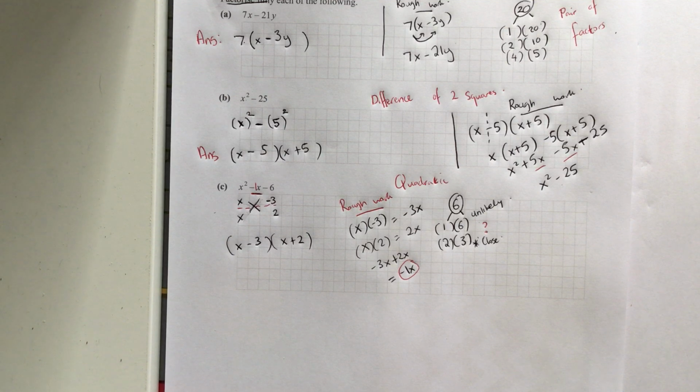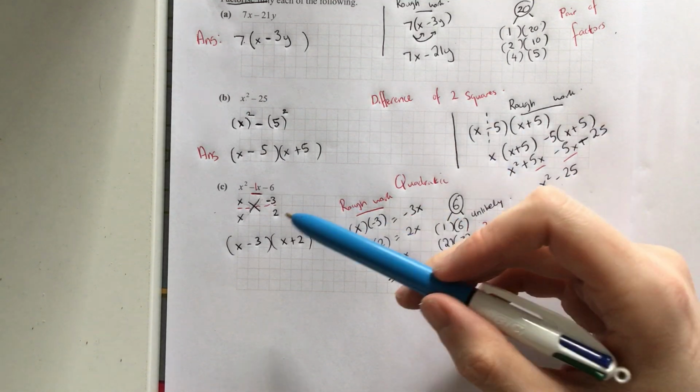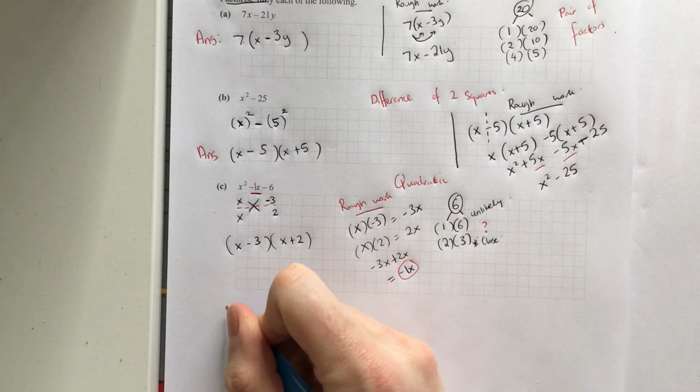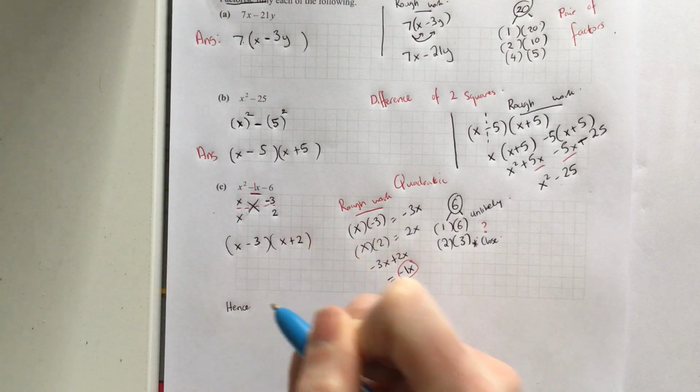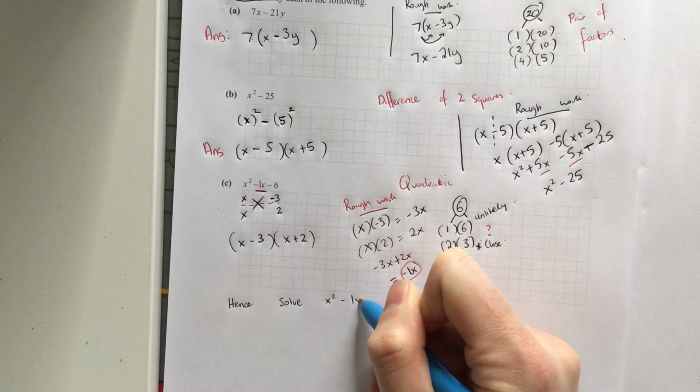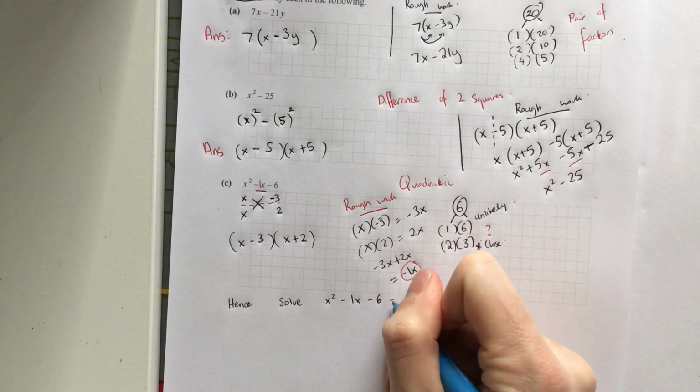How could I be 100% sure? What I could do is multiply out the two brackets and see that they give me the original equation, just like what I did in part B. Okay, often it will ask you the following. It says, hence solve, for example, x squared minus 1x minus 6 is equal to 0.